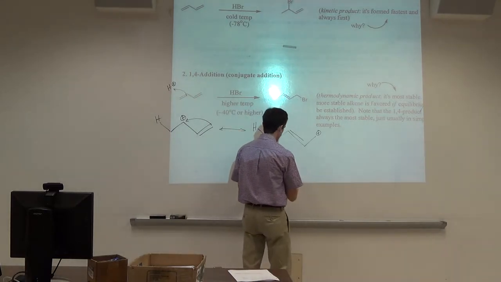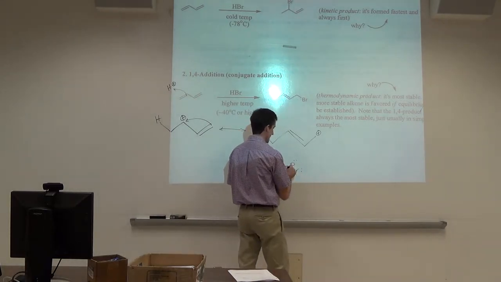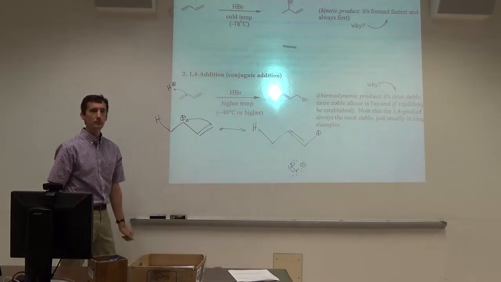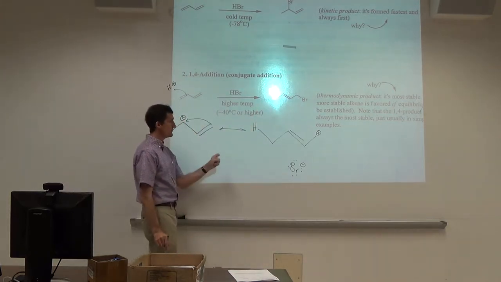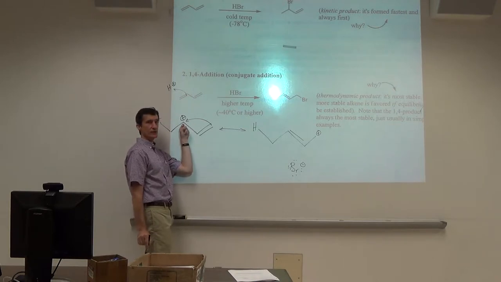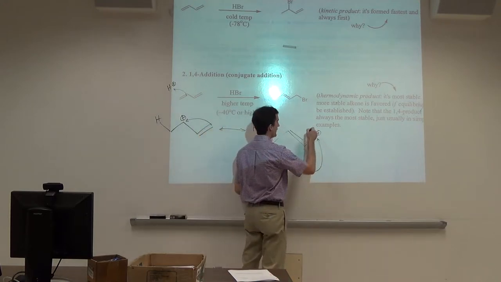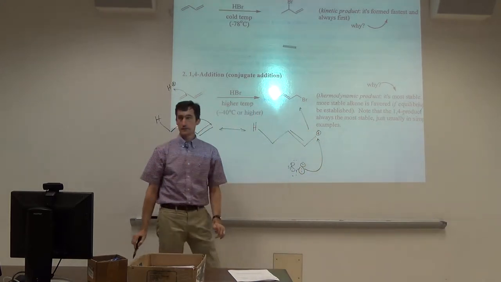That Br is sitting here. How do you then get the final 1,4 product? Br doesn't add here. If it added here, you'd get the 1,2 product. Instead, it adds where? There, and that gives the final product.